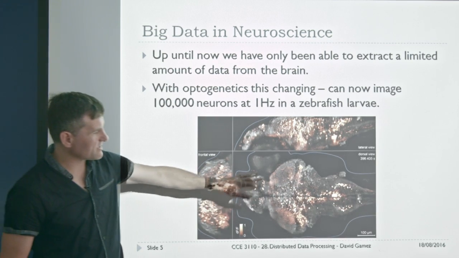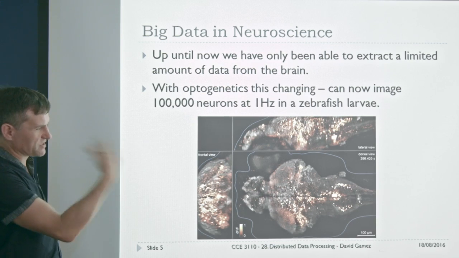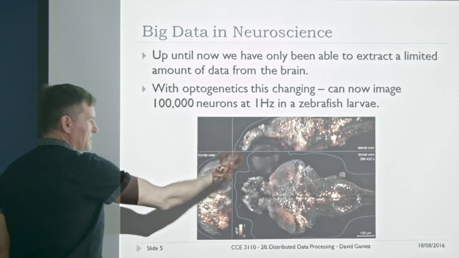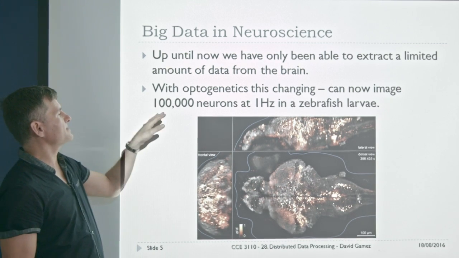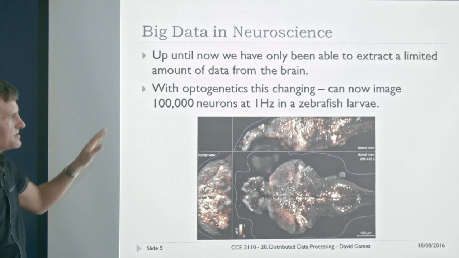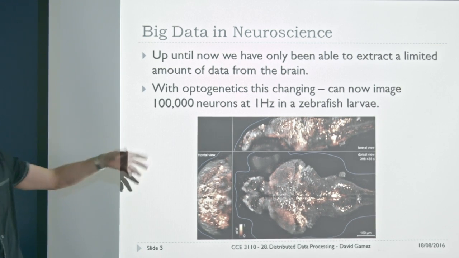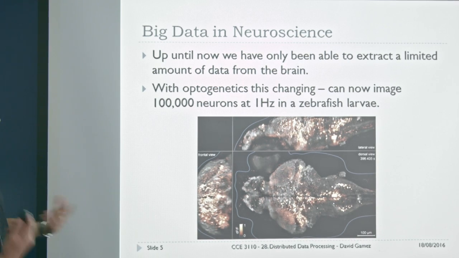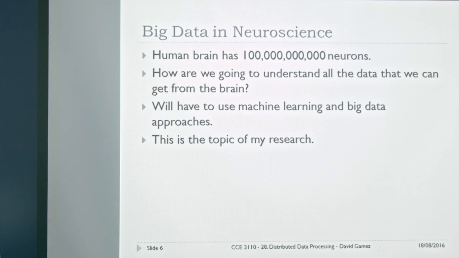This is a zebrafish larva, and it's a great subject for this because it has a transparent brain, so it's easy to measure activity deep within the brain. Now we're getting to the stage at which we can read maybe 100,000 neurons at 1 hertz in a zebrafish larva, so this is 100,000 data points per second. And as we get better at doing this on mammals, we're likely to get much more data.